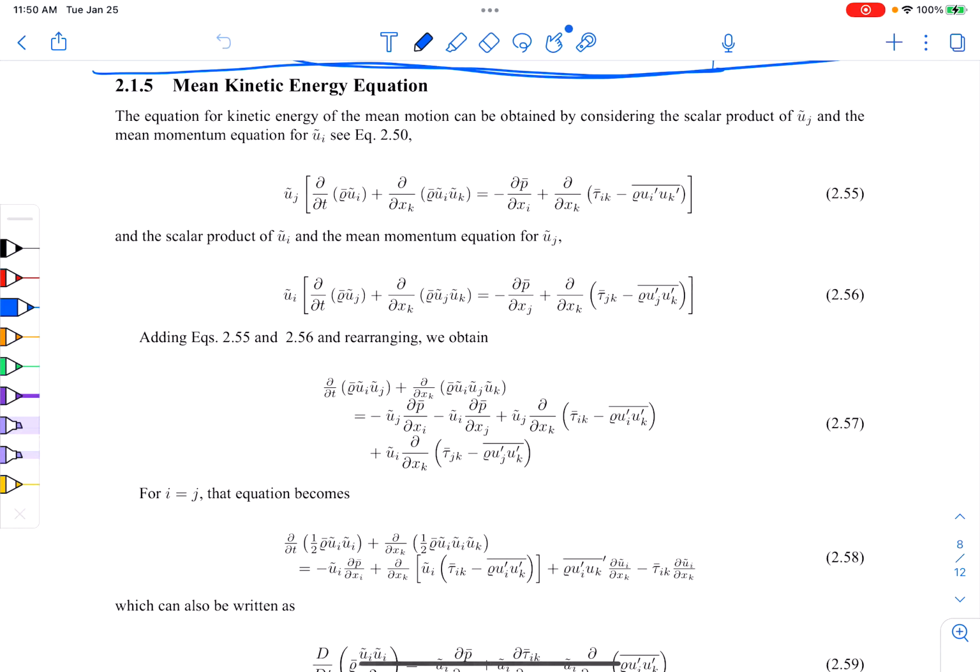So this is where we left off last time on the mean kinetic energy equation. And I'm going to bring my notes over here. Excuse me. Small error on my part. What I want to say.